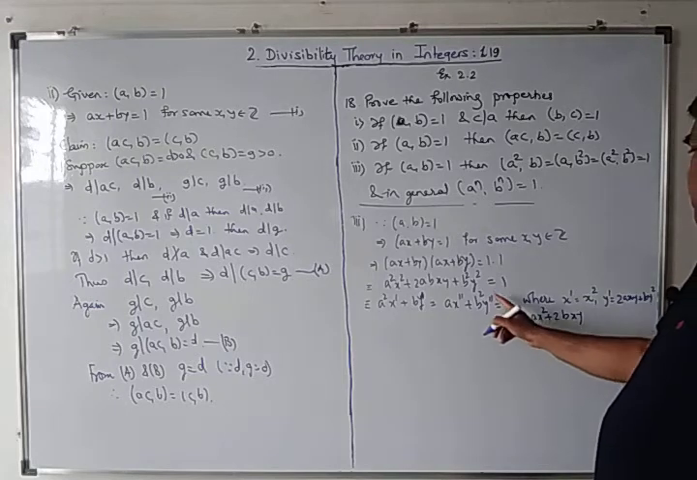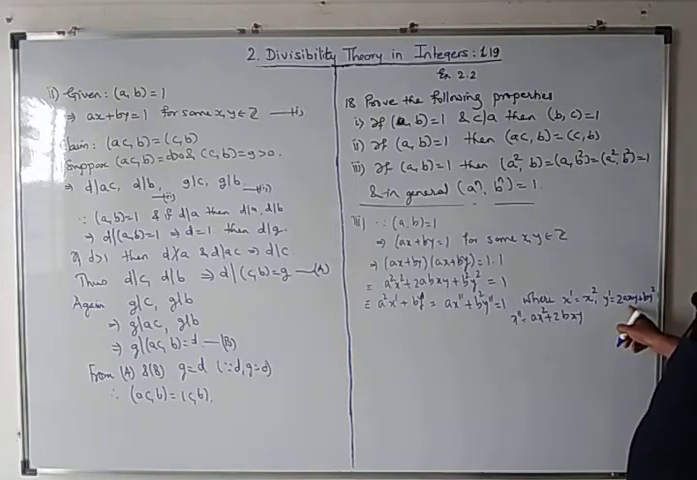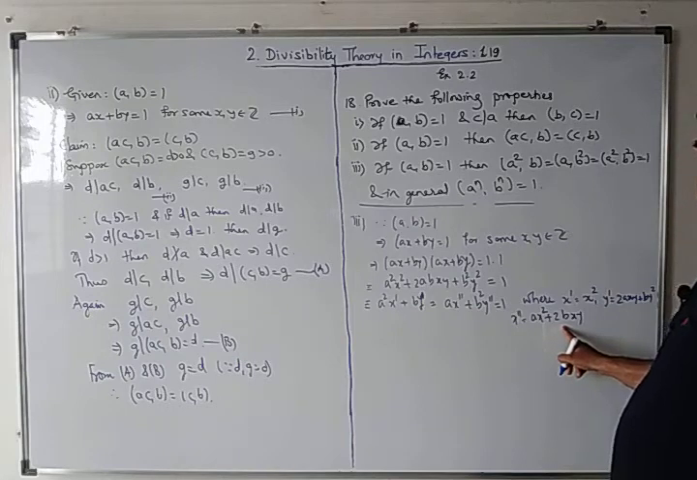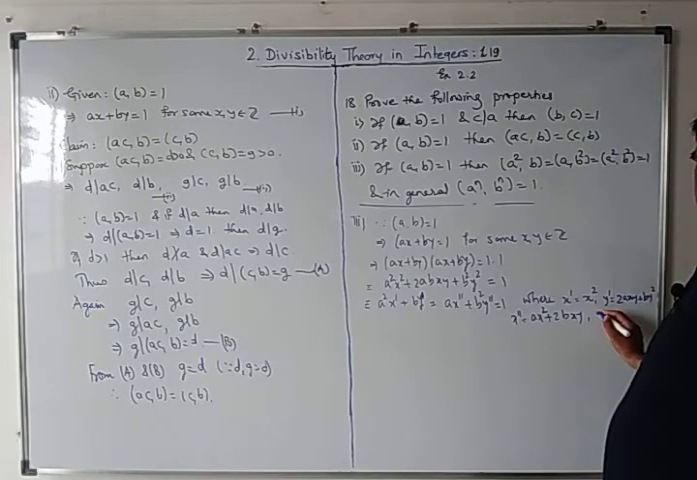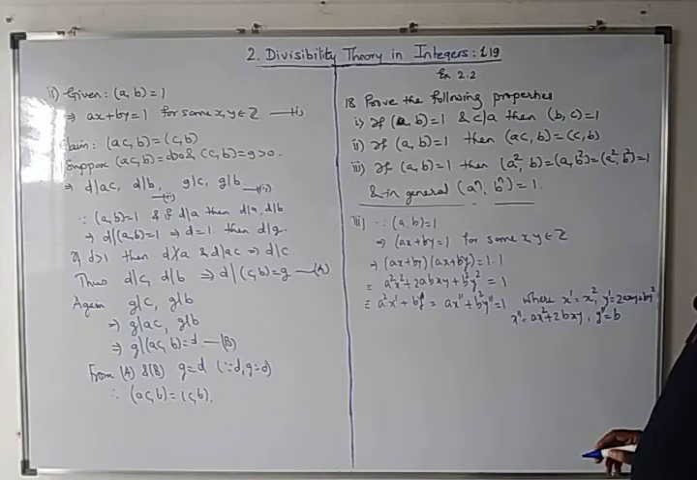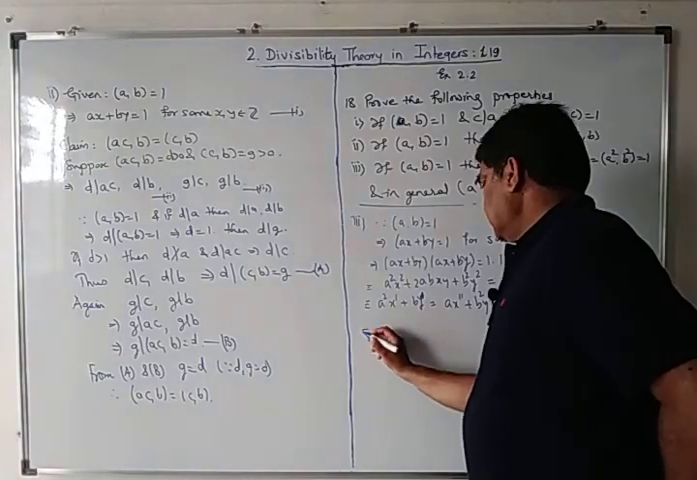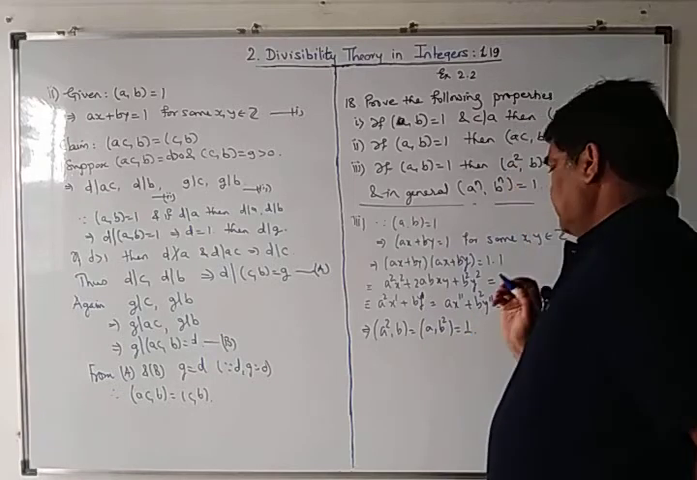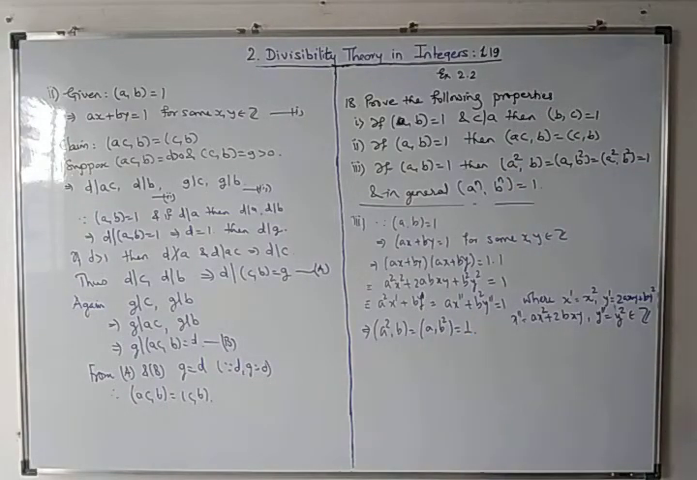I am taking B to be outside, I have to take here B and here A, yes, and y double dash is equal to B y square, oh sorry, y square, all this belongs to Z. This implies GCD of A square, B is equal to GCD of A, B square is 1, is equal to 1, is it right?